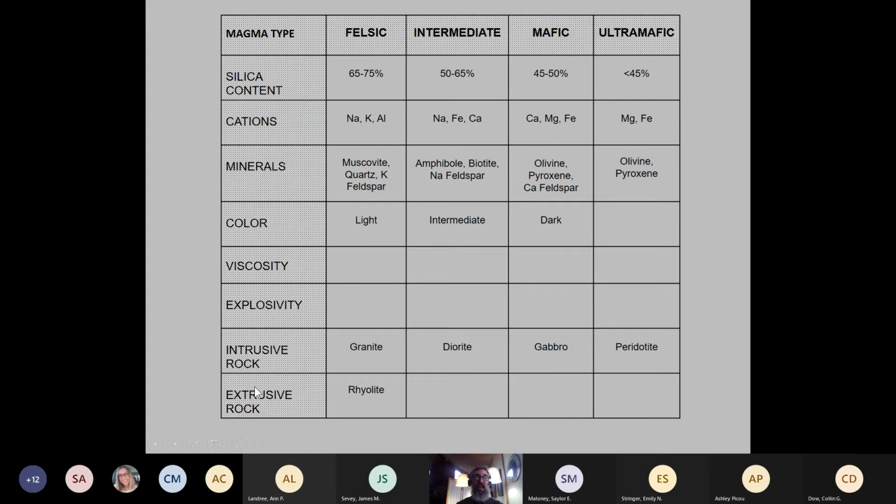A felsic extrusive rock that therefore will have aphanitic texture is called rhyolite. Rhyolite and granite are the same thing as far as their minerals are concerned, as far as their silica content is concerned, as far as their general light color is concerned.